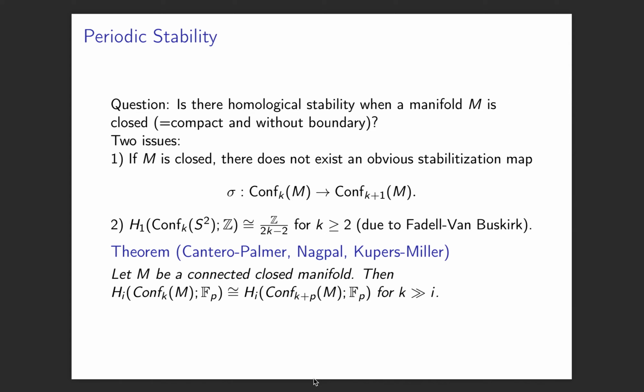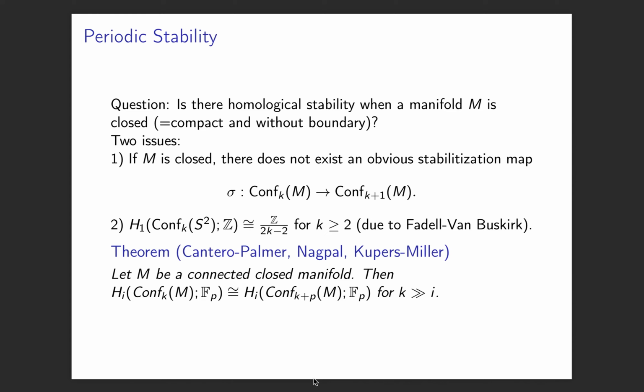And a bunch of other people, specifically Federico Quintero and Martin Palmer, and some work of Rohit Nagpal, Jeremy Miller and Sandra Kupers, show that for M a connected closed manifold, we have an abstract isomorphism between the homology in degree i of the configuration space of k points on M with F_p coefficients, and the homology in degree i of the configuration space of k plus p points on M. And this isomorphism holds as k grows large in comparison to i.